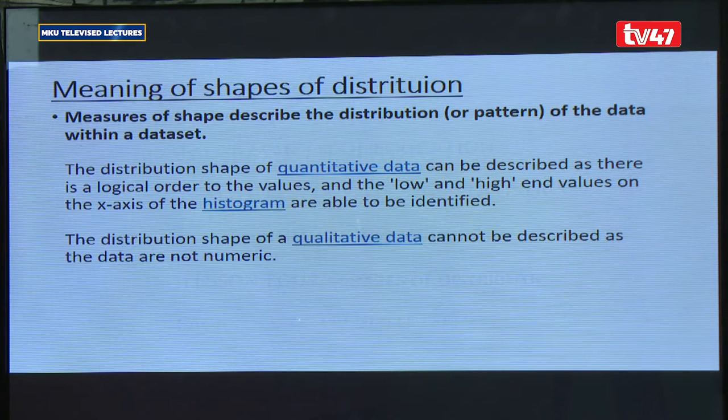So we want to first of all begin by defining the shapes of distribution, measuring the pattern of the data within a data set. We have the various types of data as we have looked at, the quantitative data, and we have looked at the various data presentation procedures. And later on, we shall be looking at their shapes of distribution, because their shapes of distribution will tell us something in relationship to the normal distribution paths. We have also looked at the qualitative data, which we have said is numerical in nature.